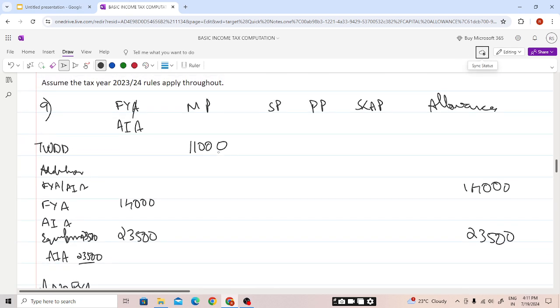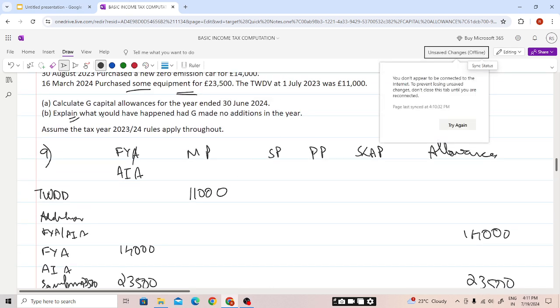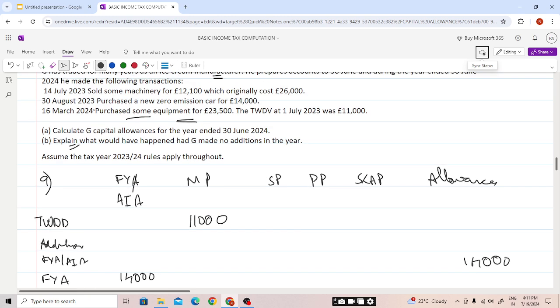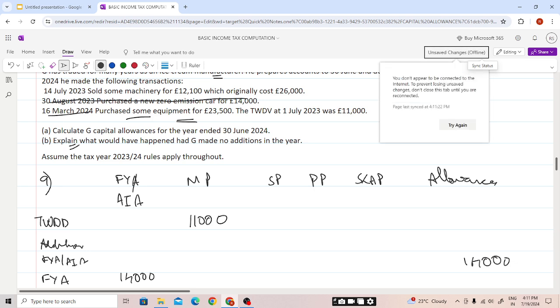Now students, we need to do case number B. Explain what would have happened had G made no addition in the year. If G had no additions, it means they have not purchased the zero emission car. And students, one more point, the length of the period of account is important. Length of ownership is not important.